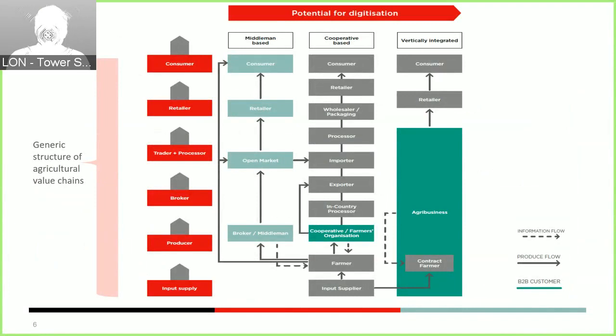So here, highlighted in green, you can actually see the answer to our question. So cooperatives and agribusinesses, either local commercial businesses or larger multinational companies operating via contract farmers. These are the most likely business-to-business customers of last-mile digital tools.